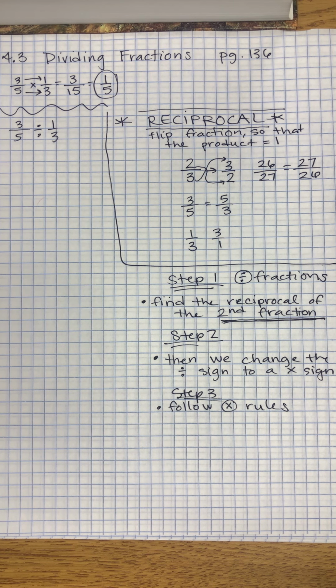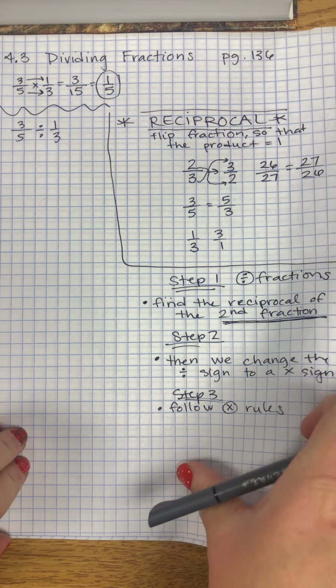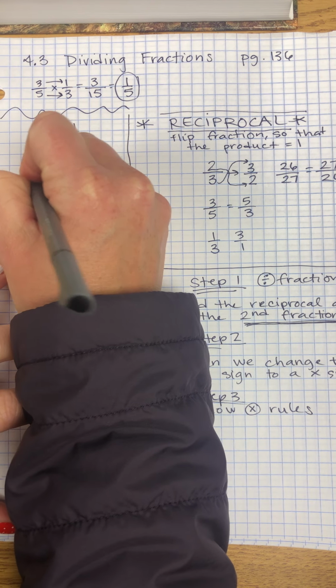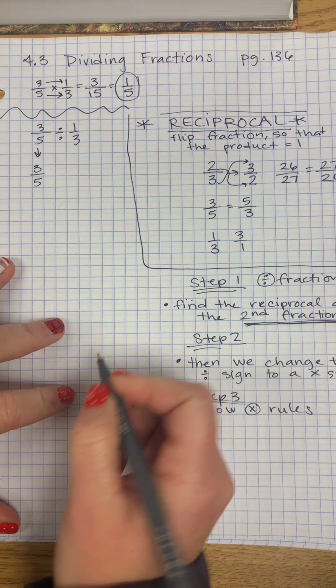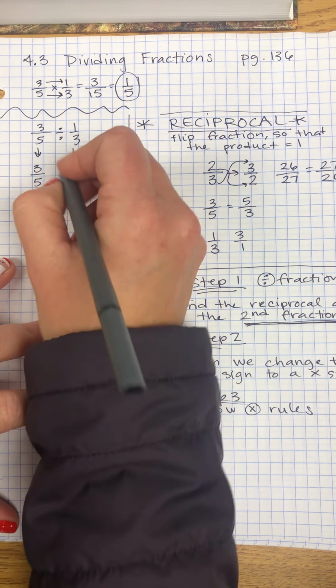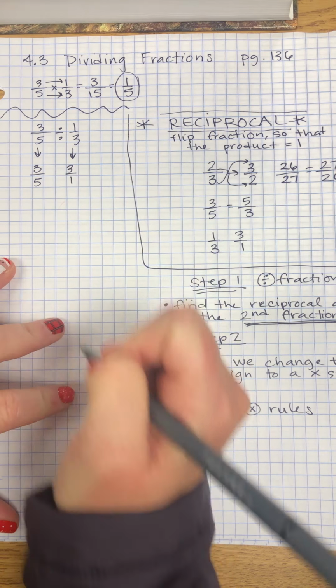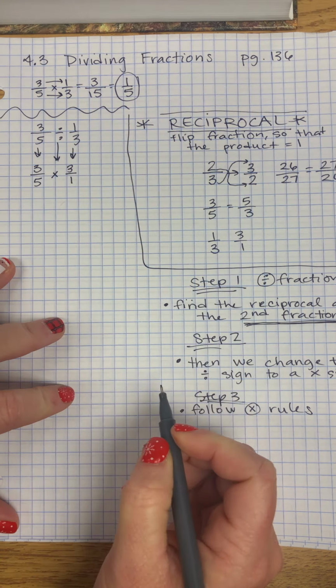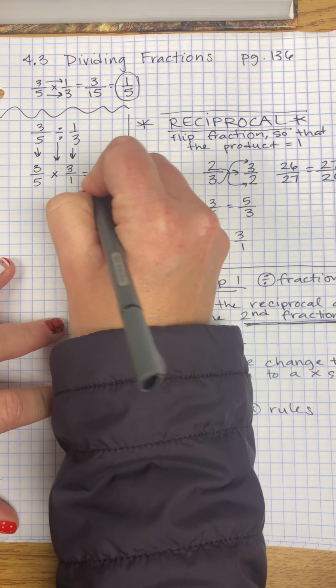Then you can cancel if you see anything that is shared. Then you can multiply across. So that answer up there would be, you change the reciprocal for the second number to be 3/1, and then it would be 9/5. So 3/5 stays the same, and 1/3 turns into 3/1. The division sign turns into a multiplication, and I get 9/5.